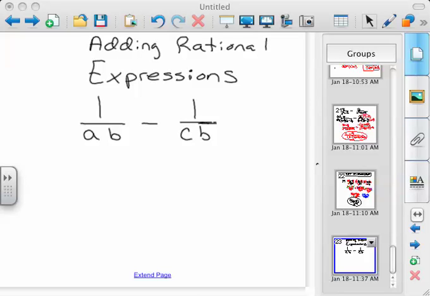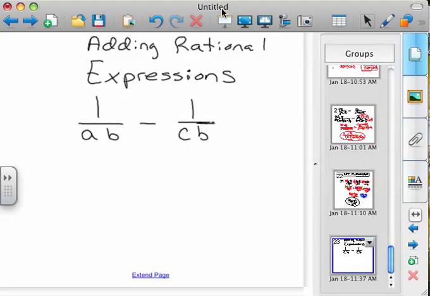Okay, here's part one of finding or adding rational expressions. In this case, I'm subtracting, but I'll show you in a moment how to change that to addition. So the first step in this process of adding these two fractions is to determine what the common denominator is.